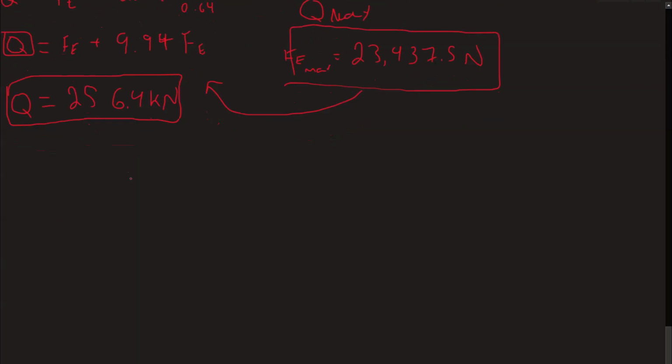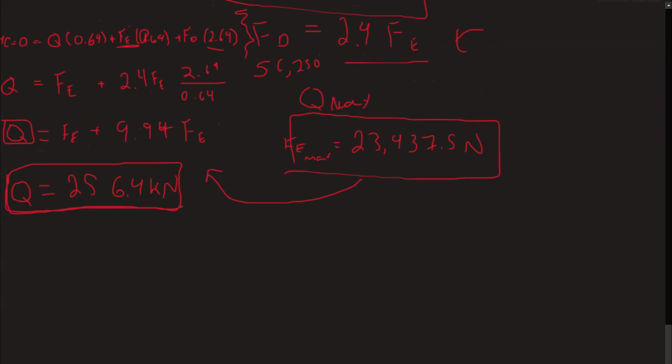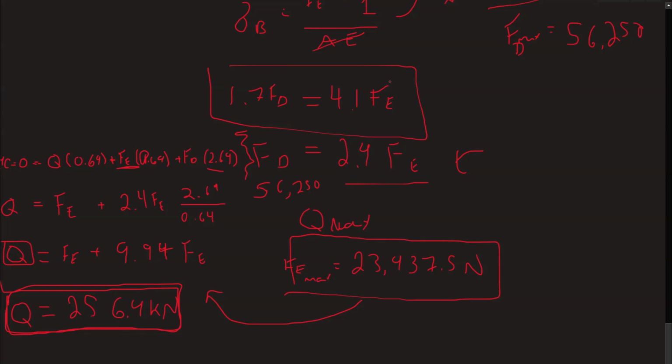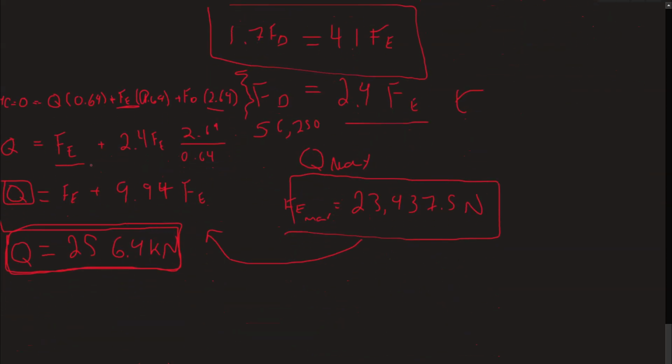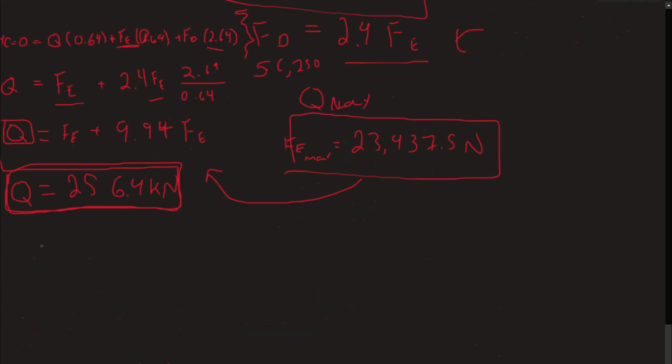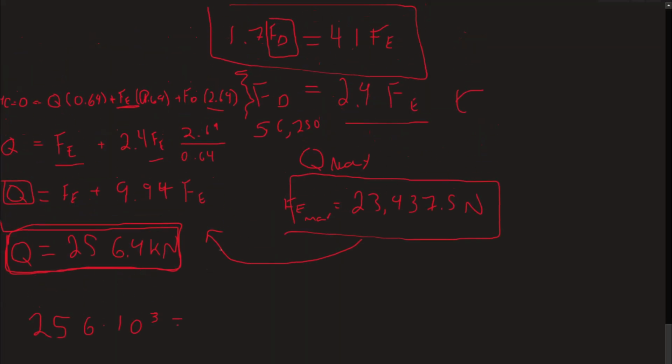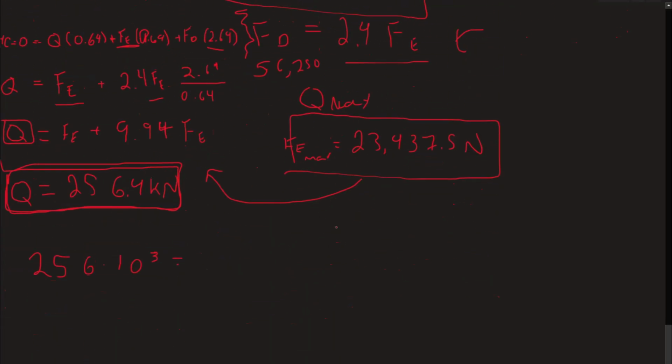So this is now the new Q. And now you can plug everything in, because you actually have the max value of Q, and you can plug it into the equation, because you have the force in each of the things. You have FE, and then you can solve for FD. Let's do it for this. 256 times 10 to the power 3 is equal to... no, what am I doing?